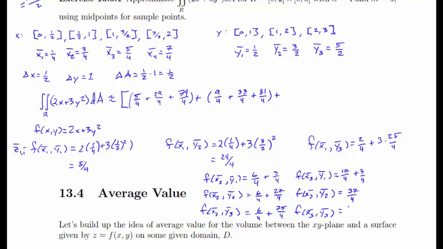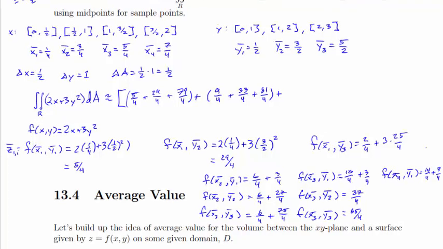F of x sub 3 bar, y sub 3 bar is going to be 75 plus 10 is 85/4, and then we'll do this for f of x sub 4 bar, y sub 1 bar. So x sub 4 is 7/4 times 2 is 14/4 plus 3/4. Let me zoom out a little bit. Let's see if I can fix this. There we go. And then we have f of x sub 4, y sub 2. This is going to be 6 plus 14 is 20/4.